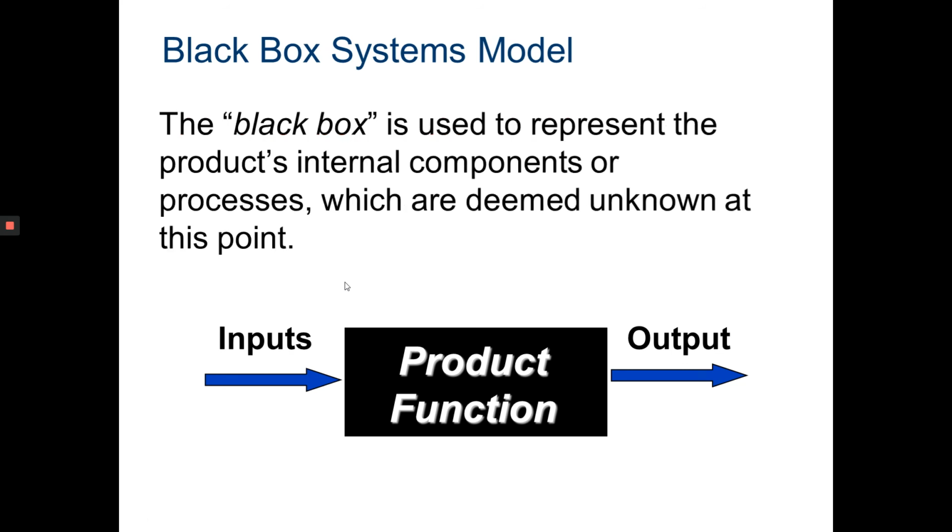This is what it represents, though. It represents the product's internal components. Let's highlight that. Represents the product's internal components or processes. And here's the situation. They are deemed unknown at this time. So we don't know what's going on inside there. We can't really say that because we have not taken it apart. We are simply doing a functional analysis at that point. So that's what the black box represents.